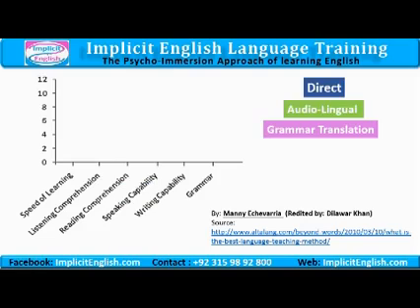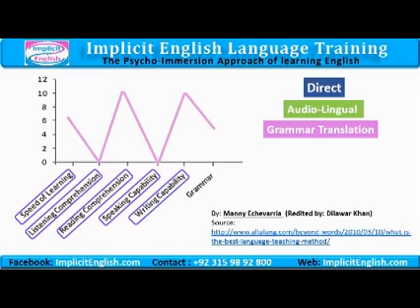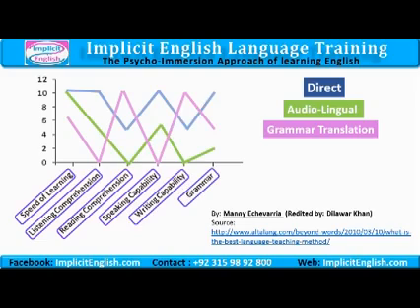First, look at the grammar translation. Speed of learning is 6. Listening comprehension is 0. Reading comprehension is 10. Speaking capability is 0. Writing capability is 10 and grammar score is 5 on the scale. Now if you look at the audiolingual and direct methods of teaching English language, you will see the differences.